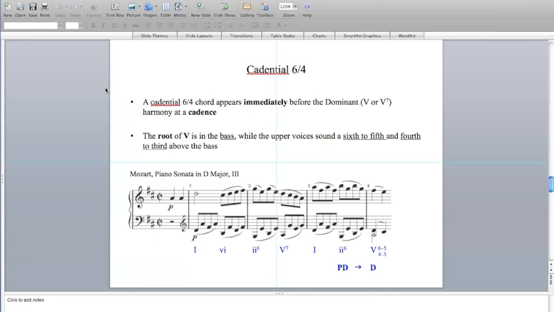The cadential 6-4 is a point of confusion for many students. Cadential 6-4 appears immediately before a dominant 5 or 5-7 harmony at a cadence at the end of a phrase. You have the root of 5, scale degree 5, in the bass, while the upper voices sound the intervals of 6 to 5 and 4 to 3 above the bass. Here's an example from Mozart.